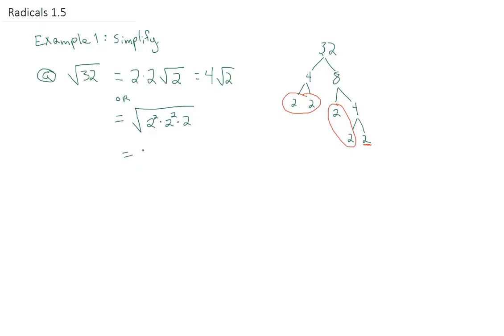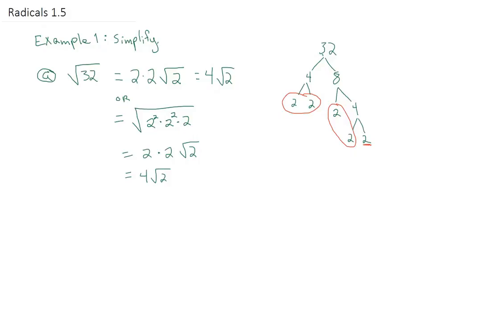Then if I square root a 2 squared, I get a 2. If I square root the other 2 squared, I get a 2. And then the 2 that isn't squared has to stay under the square root because we can't square root it. So that's going to be 4 square roots of 2. Same thing, just a different way of showing the work.